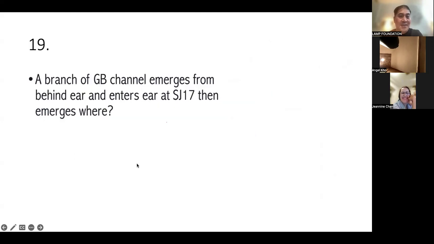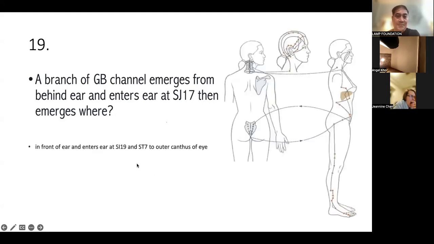Okay. Number 19. A branch of the gallbladder channel emerges from behind the ear and enters the ear at San Jiao 17, then emerges where? In front of the ear. Okay, and enters the ear at SI 19 and stomach 7 to the outer contours of the eye.